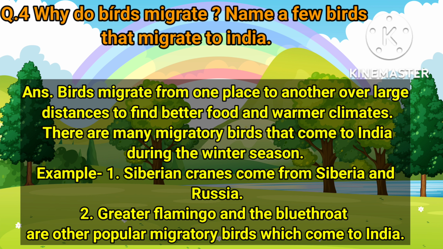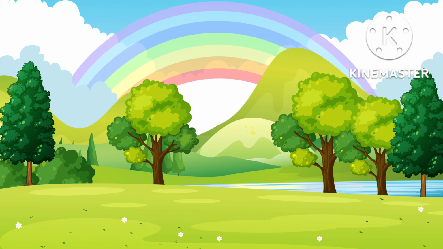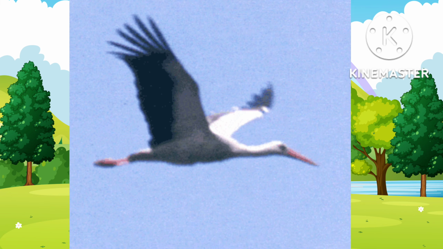Find better food and warmer climates. Example, Siberian cranes come from Russia and Siberia. Number 2, greater flamingo and bluethroat, other popular migratory birds. Look at the picture. This is the Siberian crane.